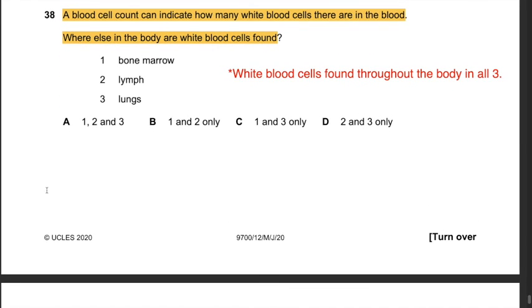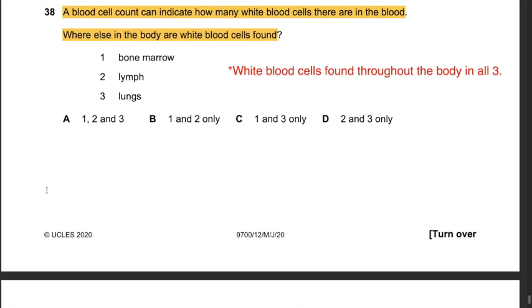Question 38. A blood cell count can indicate how many white blood cells there are in the blood. Where else in the body are white blood cells found? 1. Bone marrow, 2. Lymph, 3. Lungs. White blood cells are present throughout the body. Therefore, it is present in all 3 of them: bone marrow, lymph and lungs. Therefore, the answer is A, 1, 2 and 3.